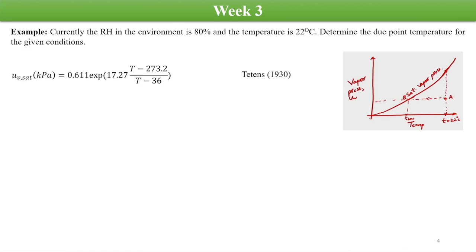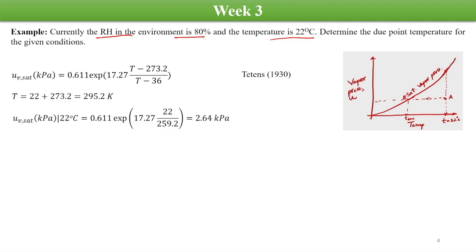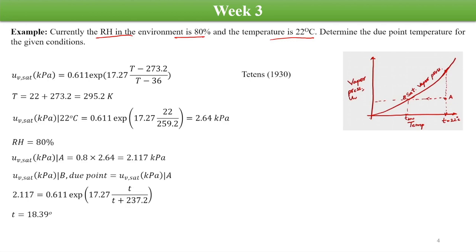So the next numerical is that currently the relative humidity in the environment is 80% and the temperature is 22 degrees Celsius. And we need to determine the dew point temperature for the given condition. So first we need to determine what is the Uv saturated. And then we need to determine how we can reach the same Uv saturated corresponding to 80% RH by lowering the temperature to what temperature. We need to determine the dew point, when the dew will be formed.